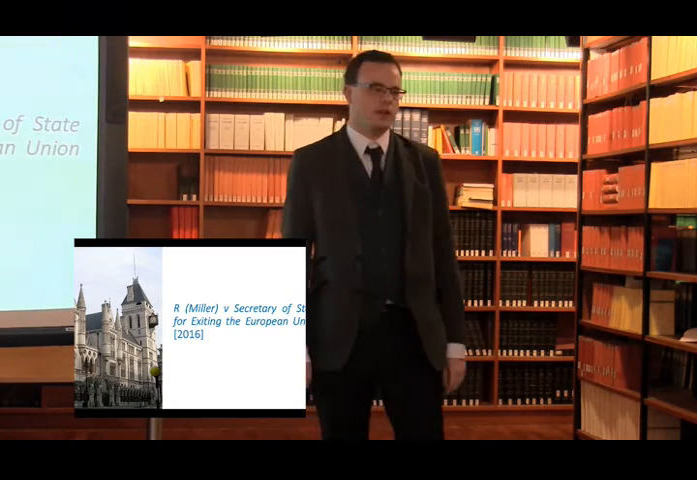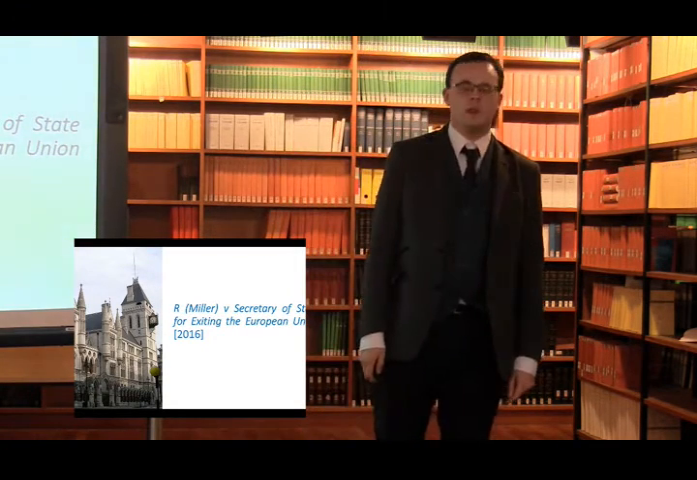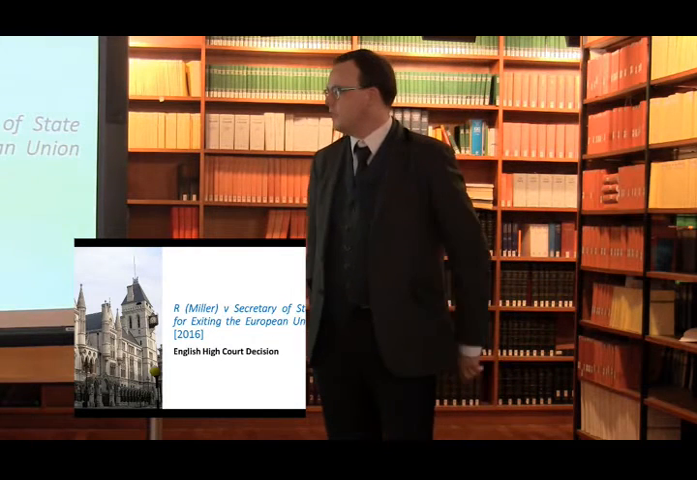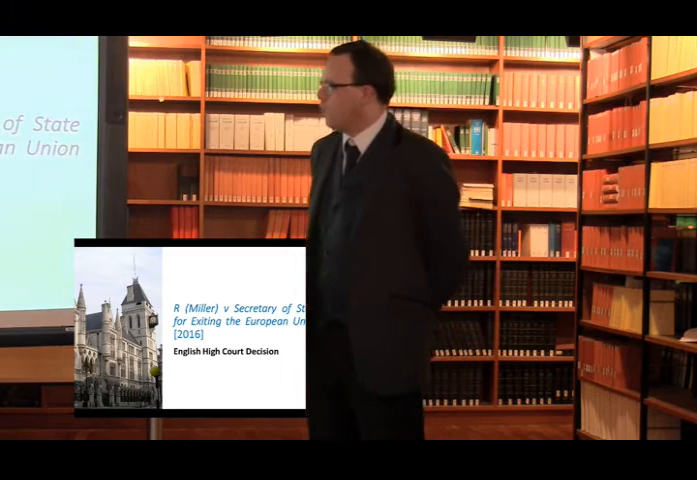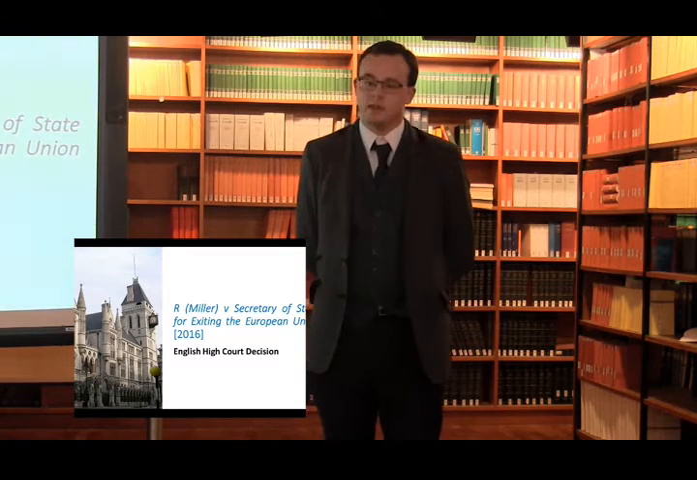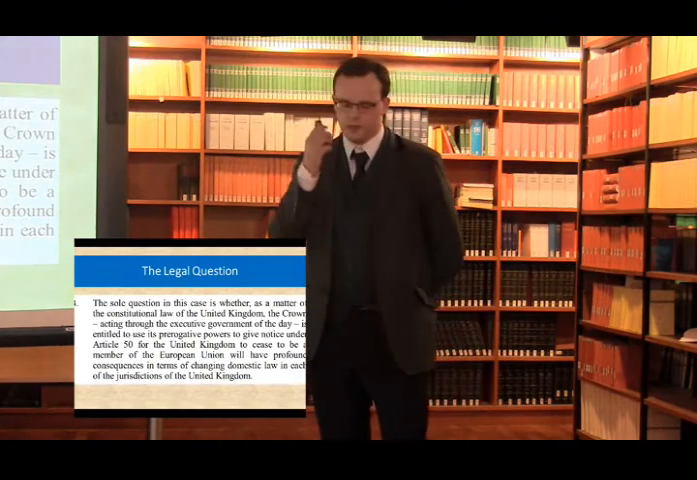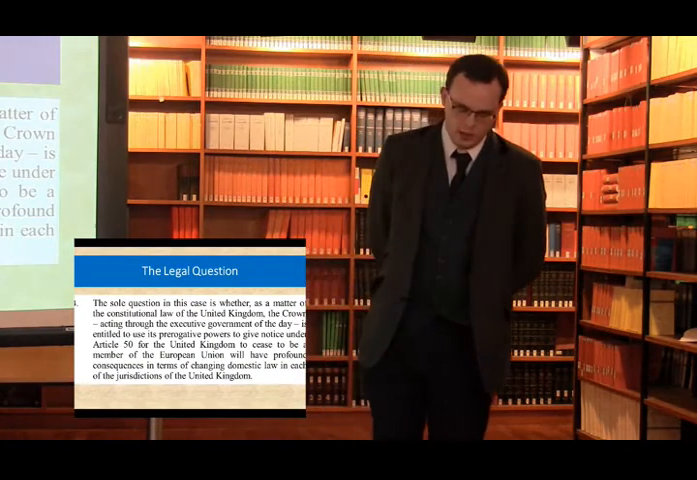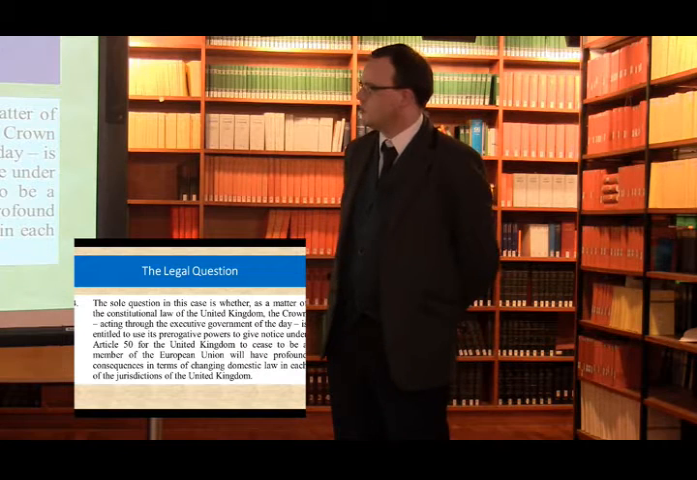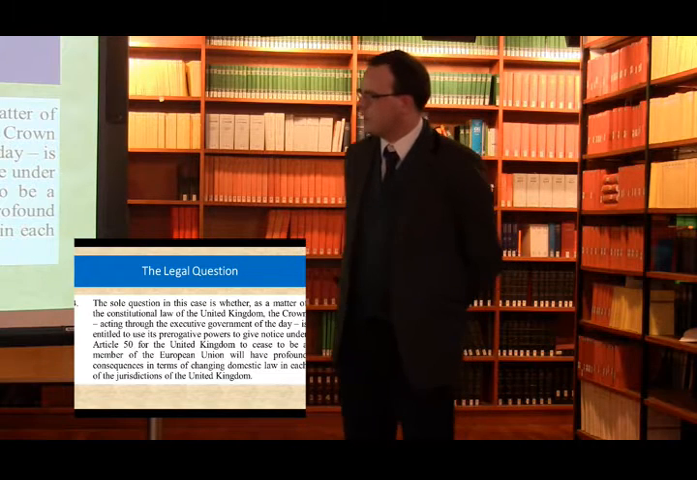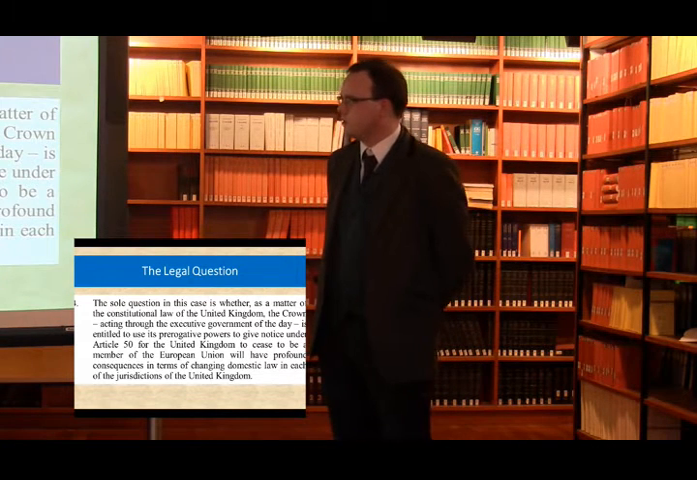And we saw legal action starting last year, essentially saying Parliament must be consulted. This is the Miller case. It went to the High Court in England. Now, the legal question that the court had to address then was as follows. The sole question in this case is whether, as a matter of constitutional law of the United Kingdom, the Crown, acting through the executive government of the day, is entitled to use its prerogative powers to give notice under Article 50.